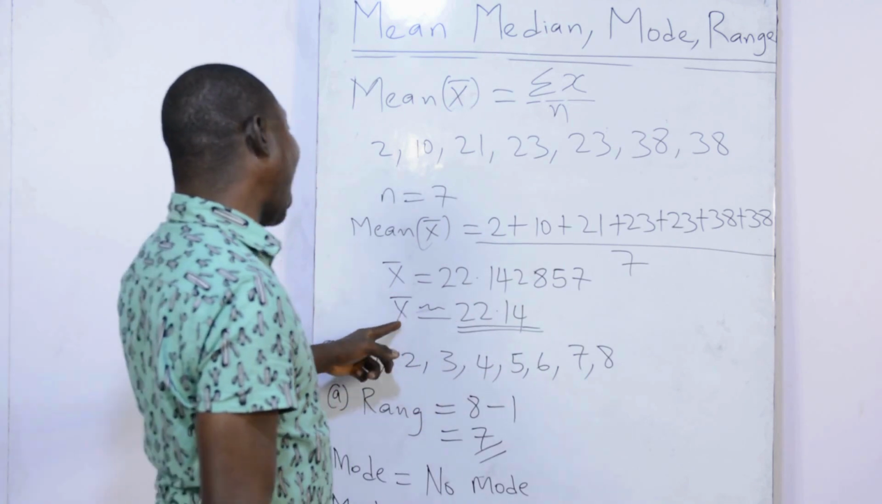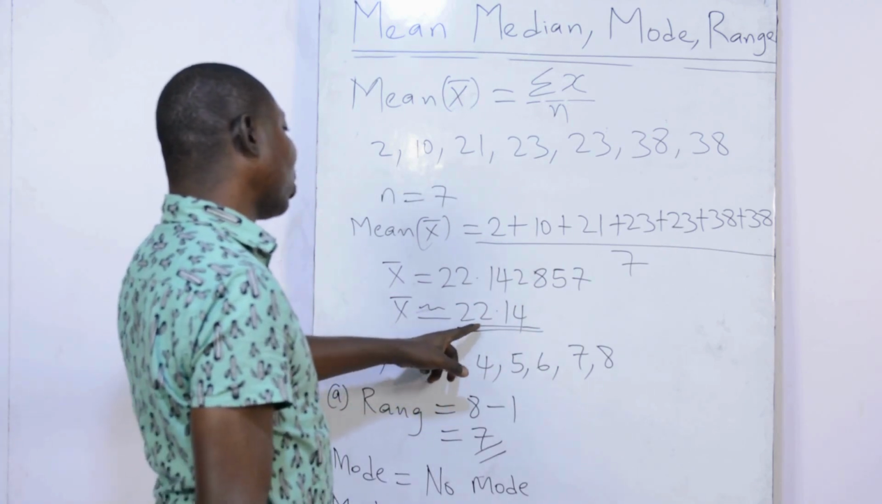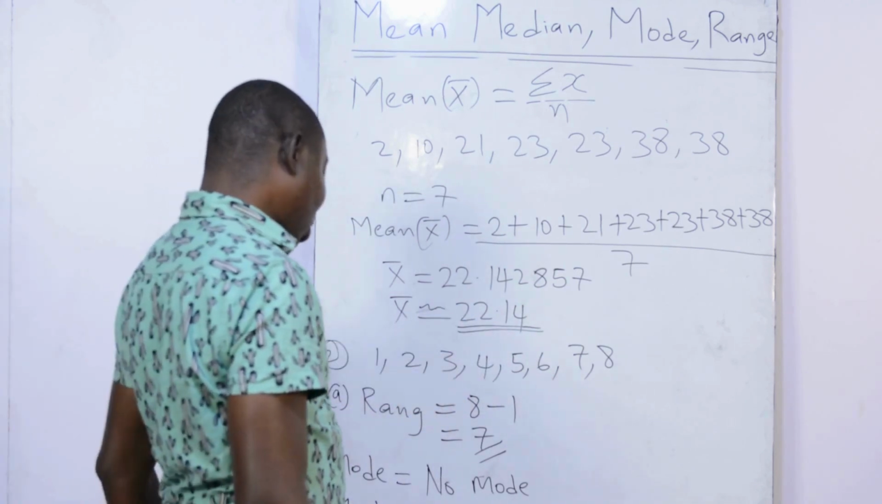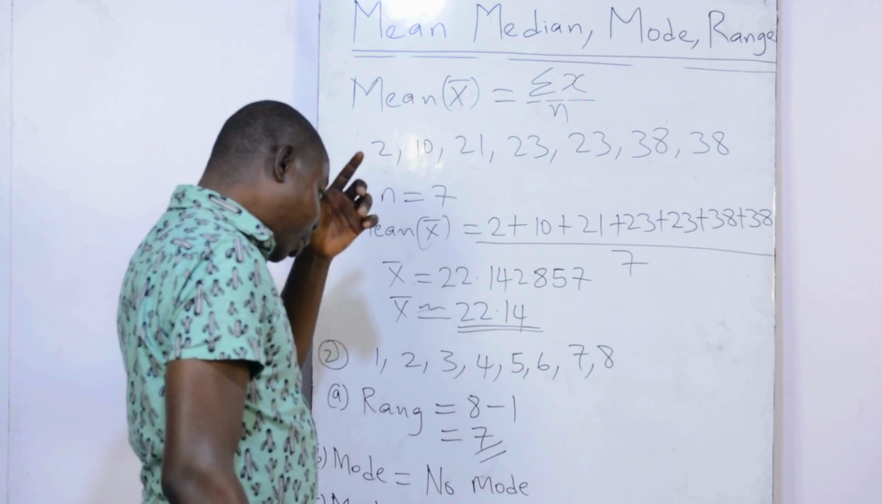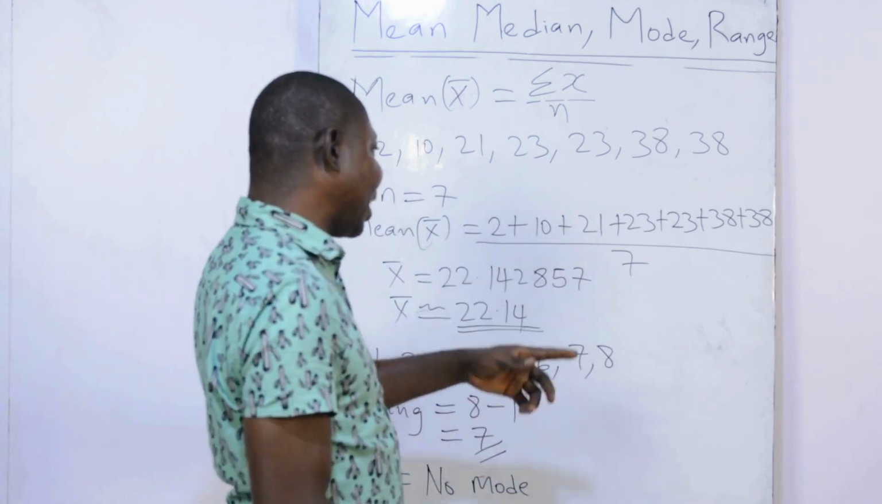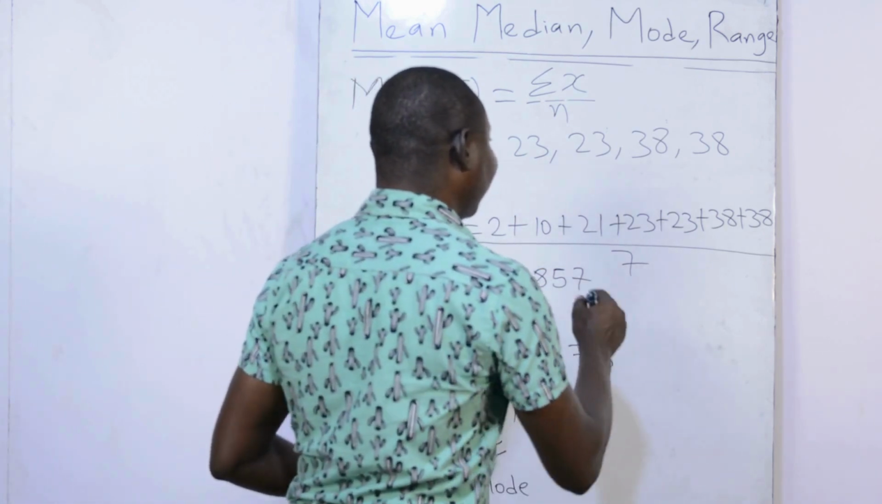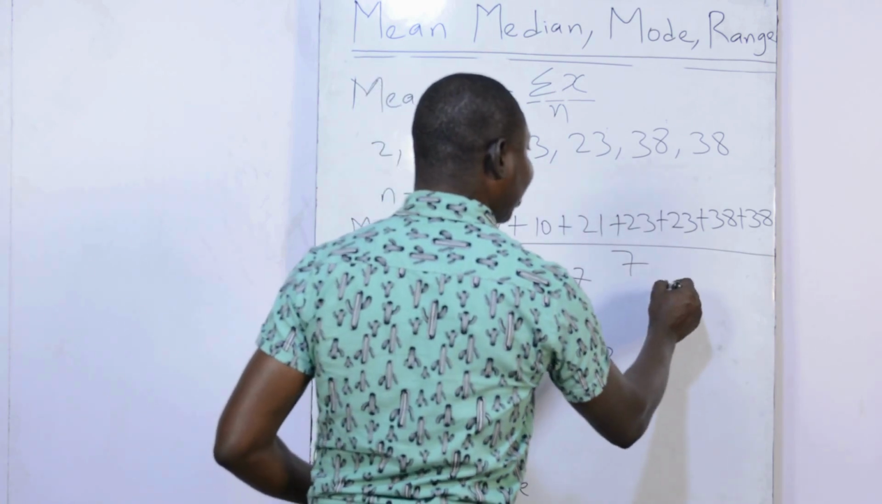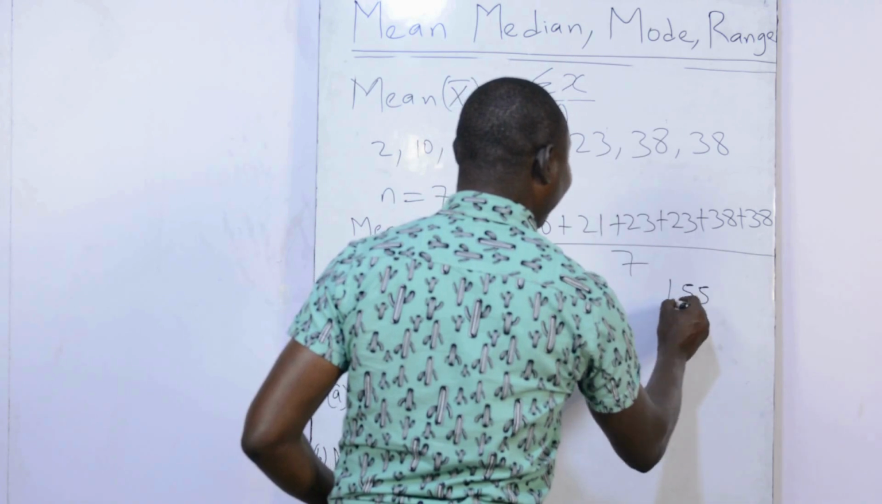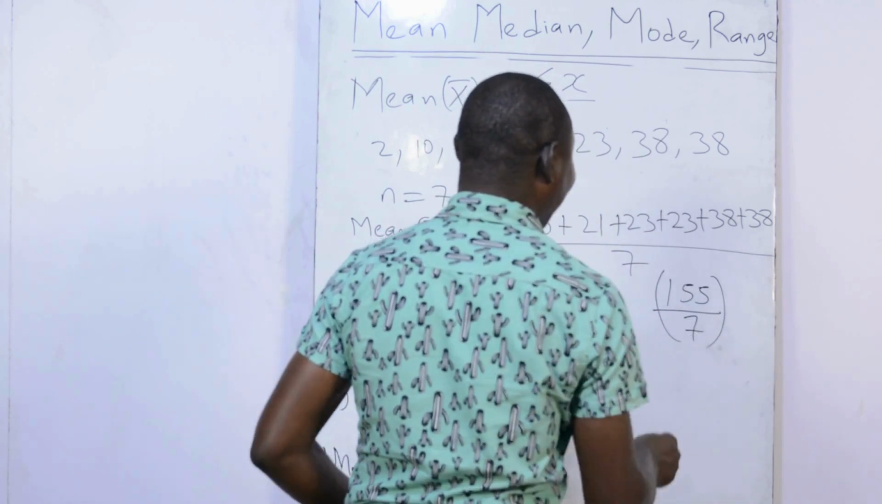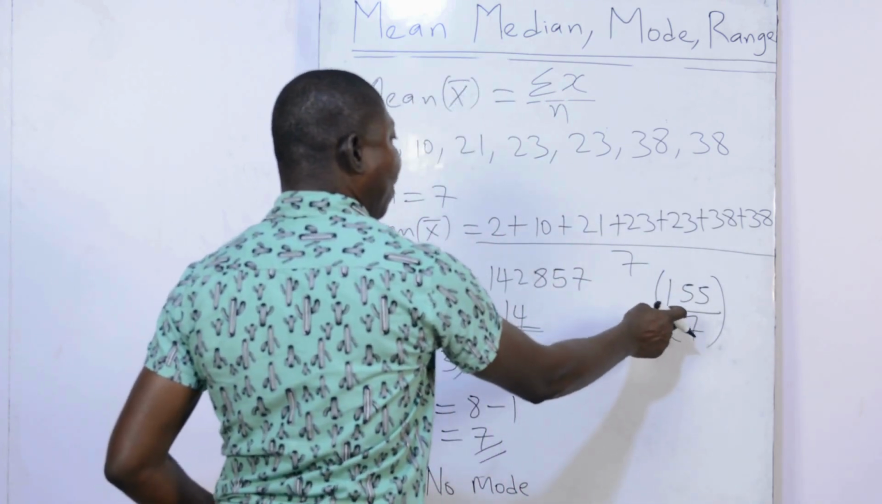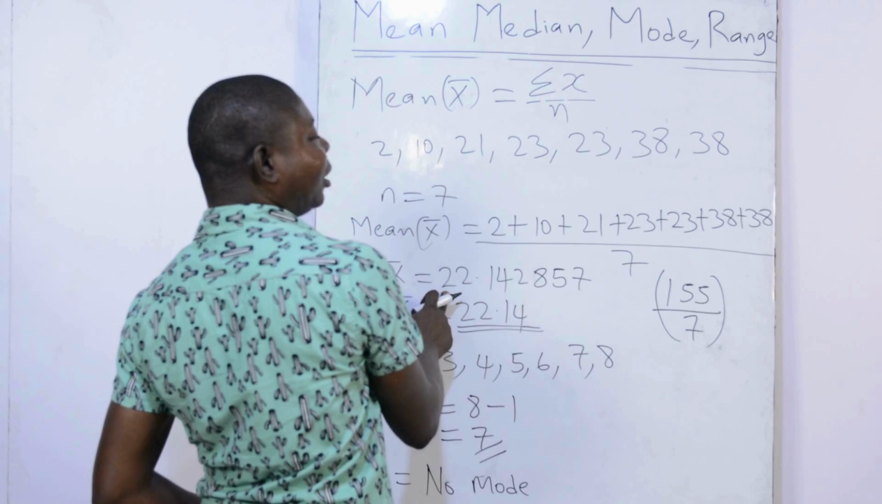22.142857. So our mean is equal to 22.14. If you add everything together, you will get 155 over 7. After you divide this one by 7, you will get this one.